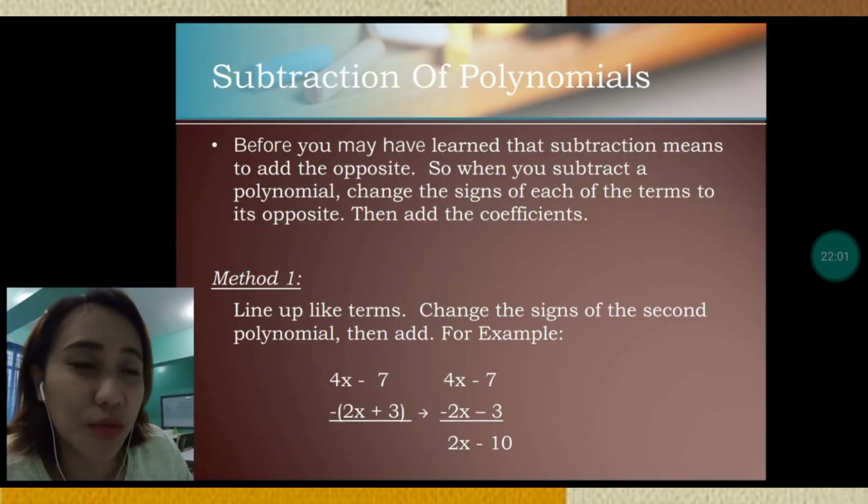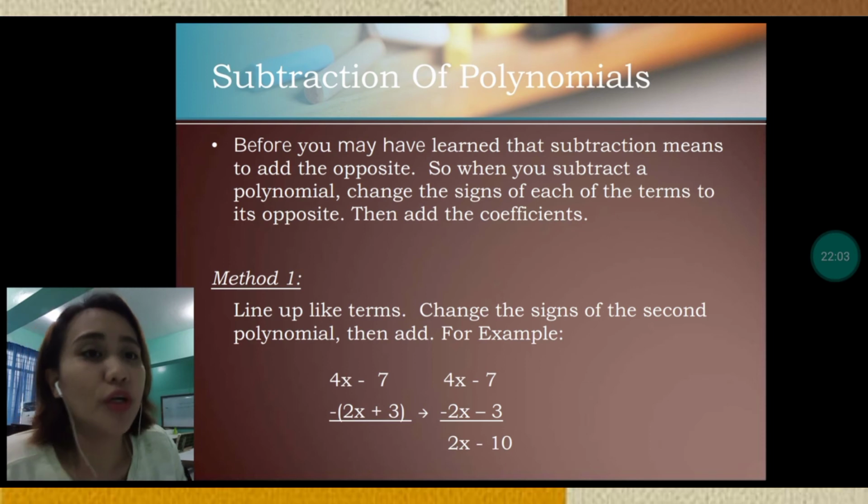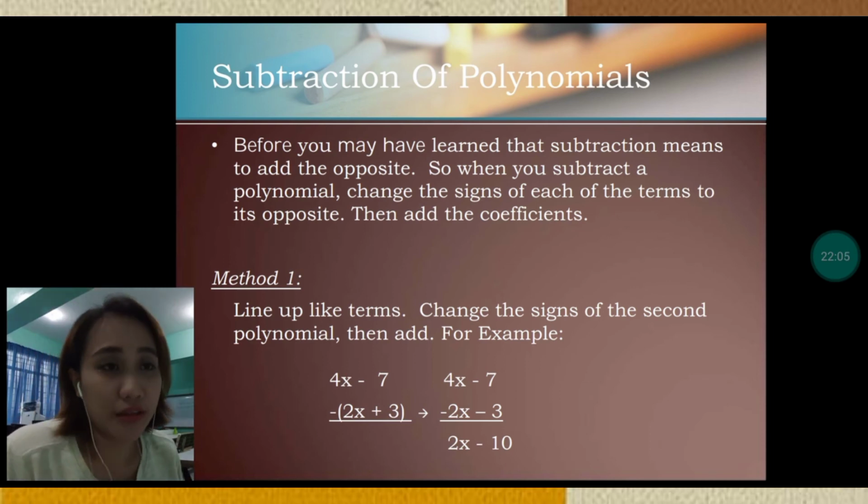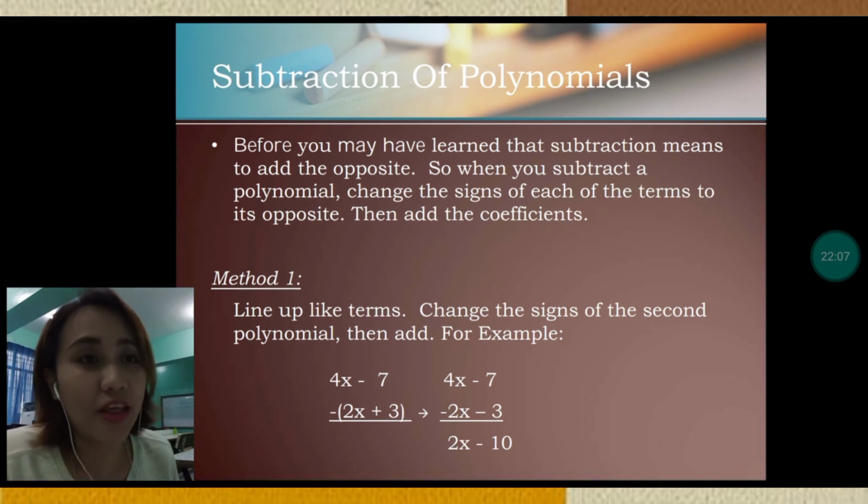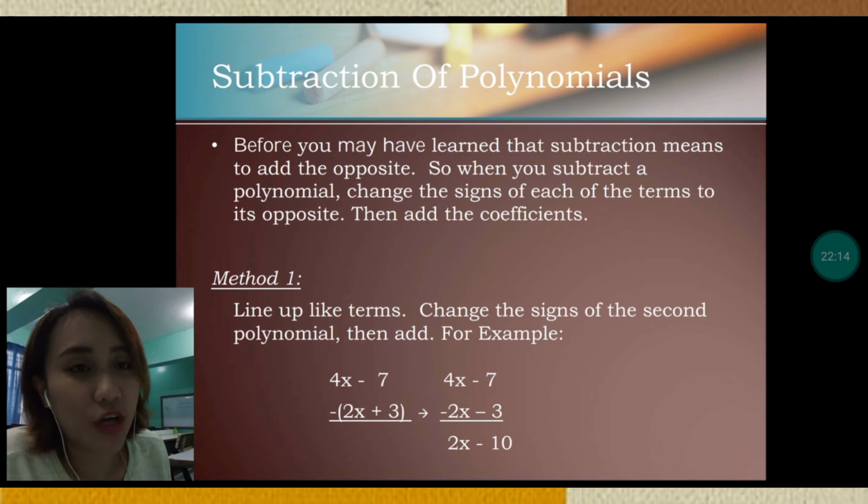Next, we have subtracting of polynomials. Before, you may have learned that subtraction means to add the opposite. So when you subtract a polynomial, change the signs of each of the terms to its opposite, then add the coefficients. We can still use the vertical method here. So line up like terms, change the sign of the second polynomial, then add.